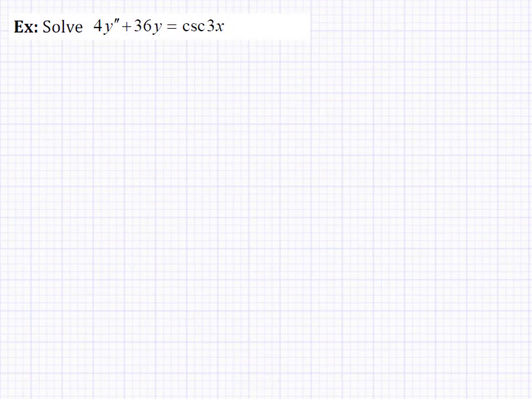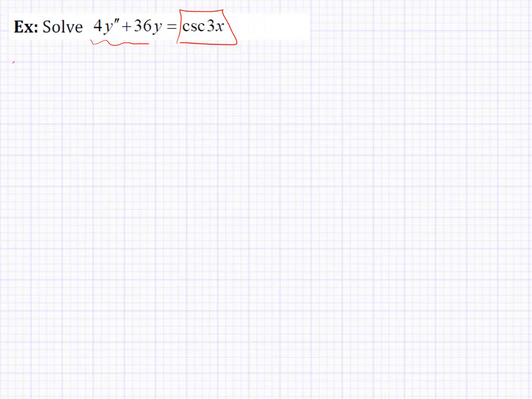All right, now let's look at this one. Non-homogeneous, linear, constant coefficients, all that stuff that we've had in the last one, but now look at the function over here. Cosecant 3x. There's no way we're going to annihilate that function, so the annihilator method isn't even on the table at this point. So the only thing we can do here is variation of parameters.